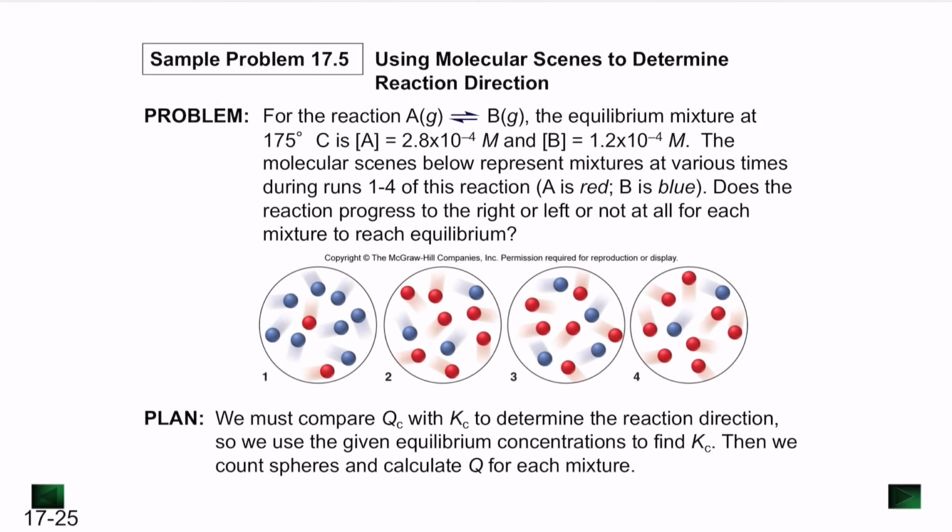So let's try and solve this problem. What is given here? For the reaction A to B, the equilibrium mixture at 175 degrees centigrade is such that the concentration of A is given and the concentration of B is given. So these are the equilibrium concentrations.